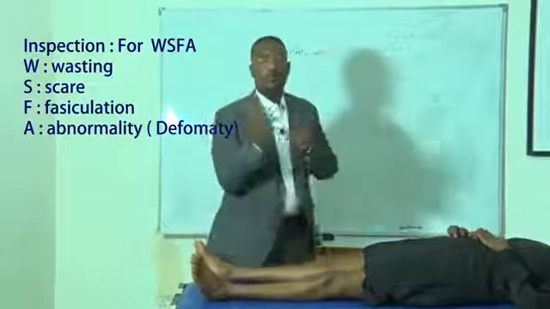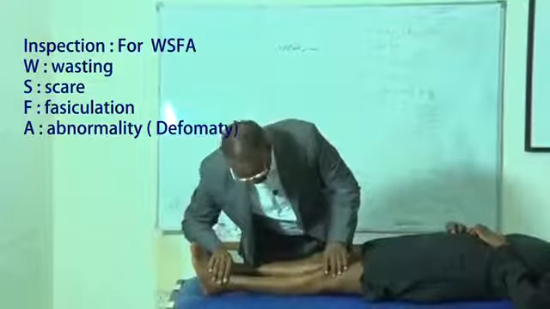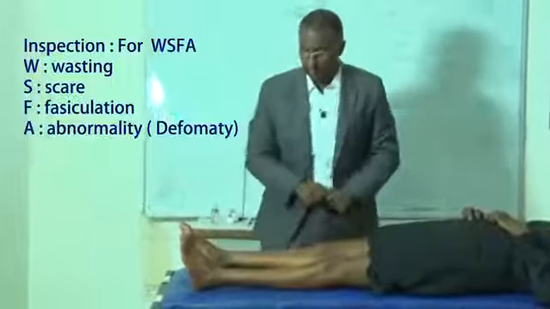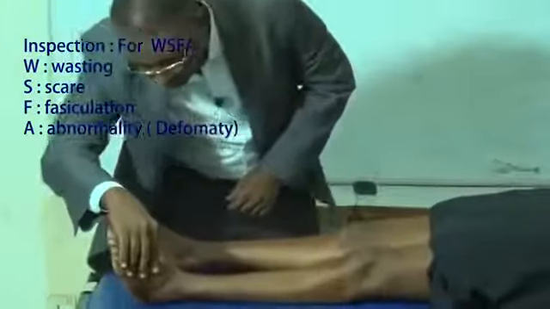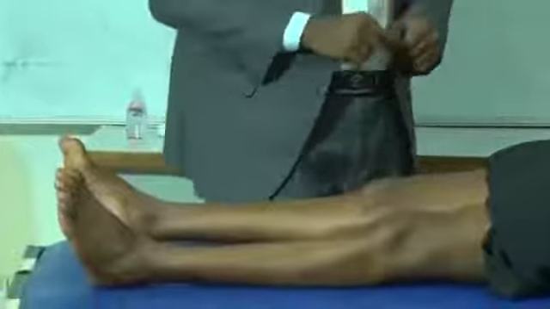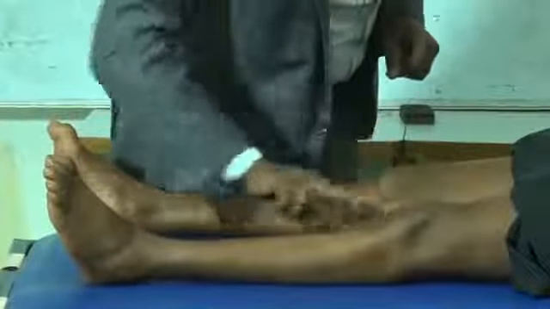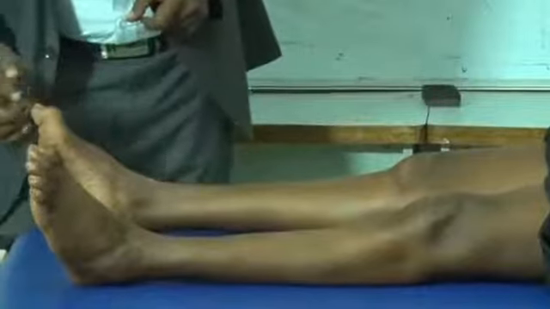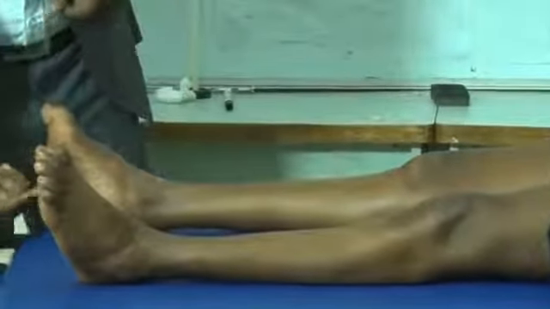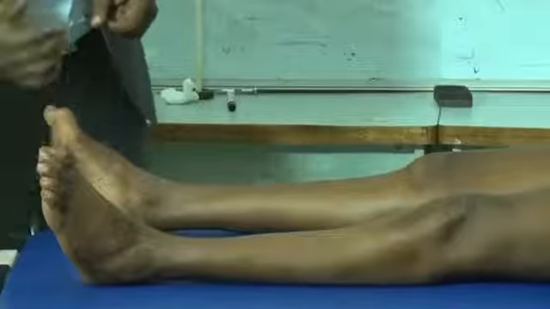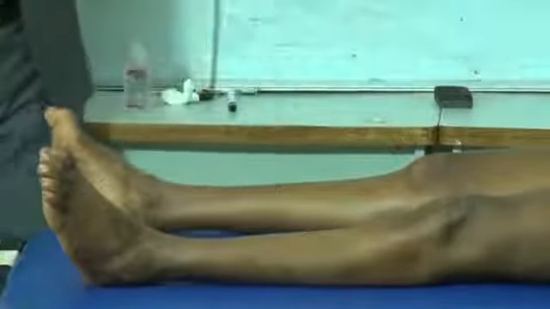WASFA. W for wasting, S for any scar, F for fasciculation, A for any abnormalities. Like as you see here, there is abnormal clawing of the toes and there is a high arched foot in keeping with this case. The first step is inspection for WASFA.